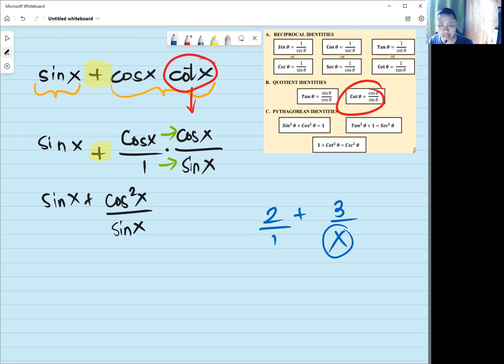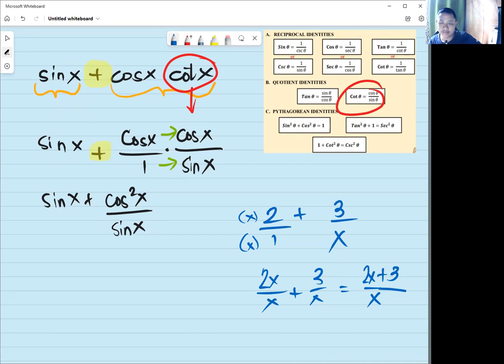What will we do with the denominator 1 to make it x? Anong gagawin sa denominator na to para maging x? Of course, let's multiply it by x. And if we do this here, we also do it in the numerator. So we will end up with 2x over x plus 3 over x. With this, dahil pareho na yung denominator mo, we can now add our numerator. So 2x plus 3 na siya nun. Okay? That's how we do that process.